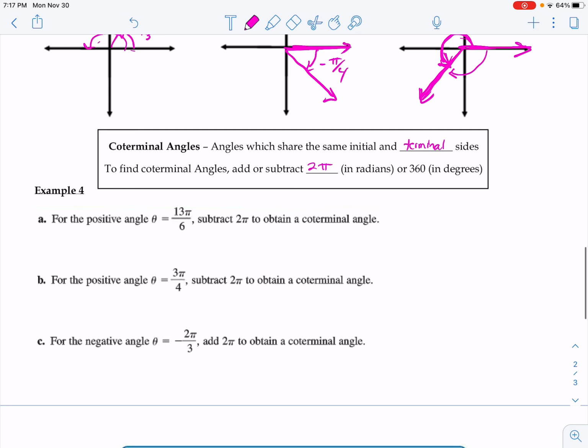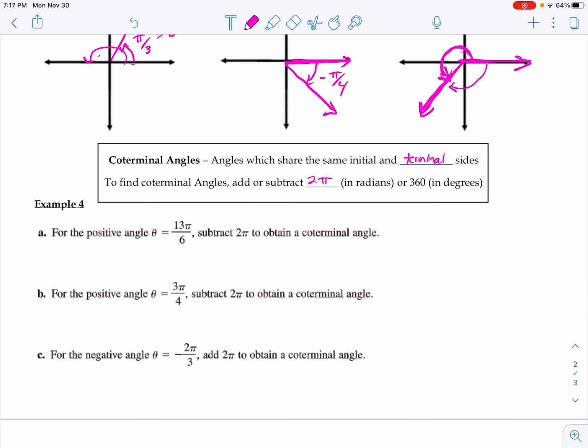Okay? For the positive angle, 13 pi over 6, subtract 2 pi to obtain a coterminal. All right, you have 13 pi over 6 minus 2 pi over 1. In order to subtract, you have to have common denominators. Multiply top and bottom by 6. So I now have 13 pi over 6 minus 12 pi over 6 equals pi over 6. They're coterminal.